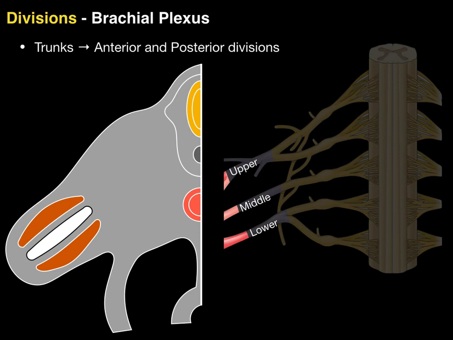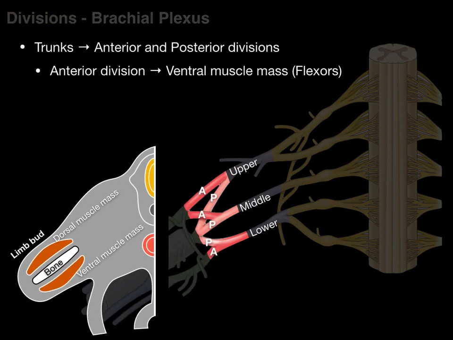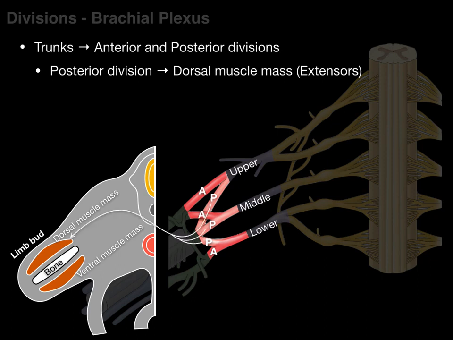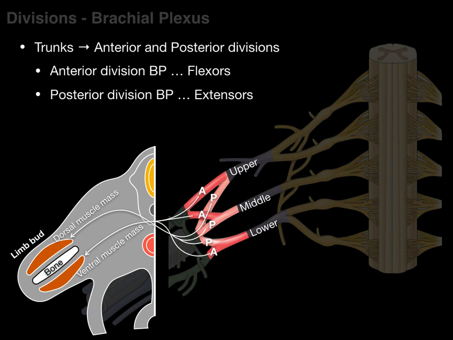Here's a cross-section through a developing embryo, and there's the developing limb bud. And so in this developing limb bud are bones, and the bones have a dorsal and ventral muscle mass, muscles that form ventrally and dorsally to these bones. And so what we see is the following. The anterior division of the brachial plexus sends its axons to the ventral muscle mass, which are flexors. And the posterior division of the brachial plexus sends its motor neurons to innervate the dorsal muscle mass. And so what we see is the anterior division of the brachial plexus innervates flexors, and the posterior division of the brachial plexus innervates extensors. Basically muscles in front of and muscles behind the bones.